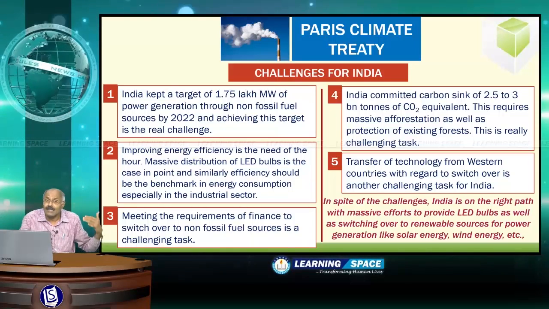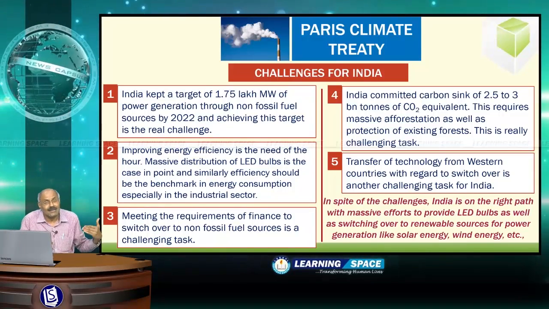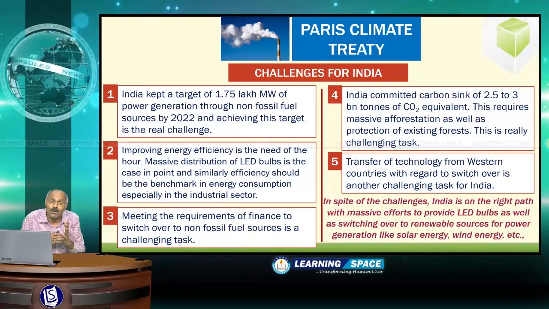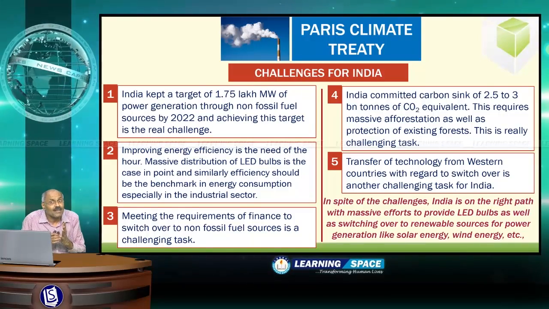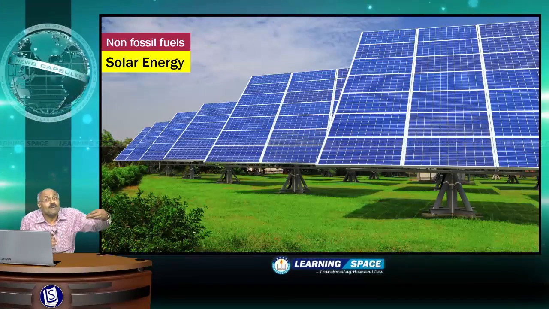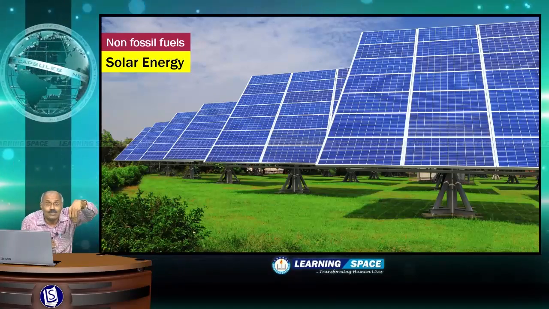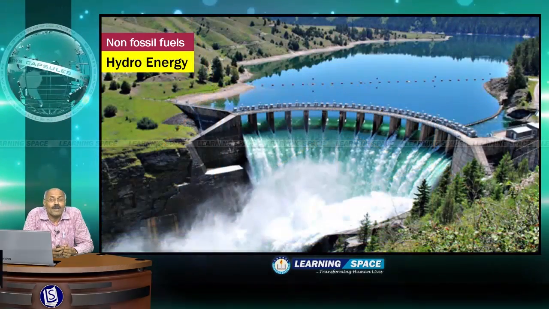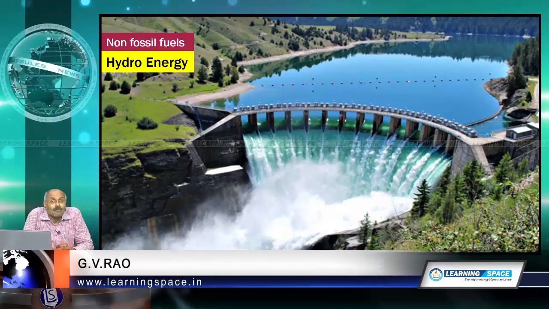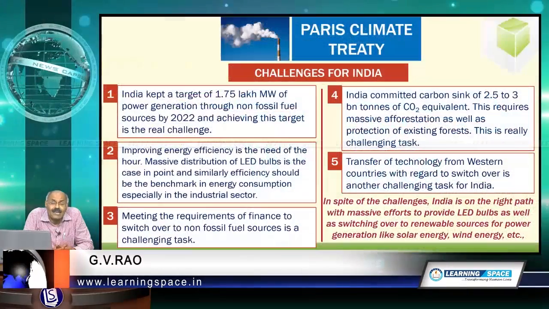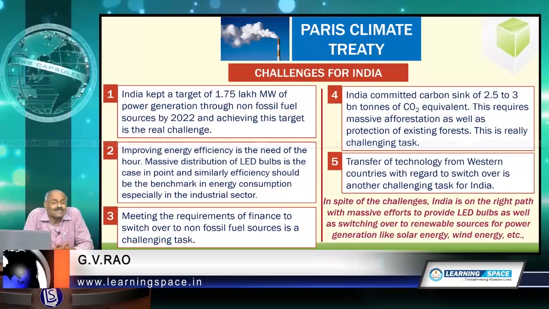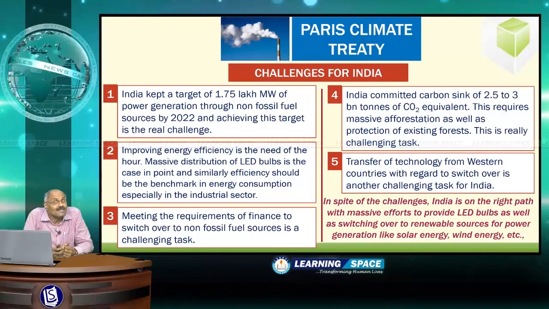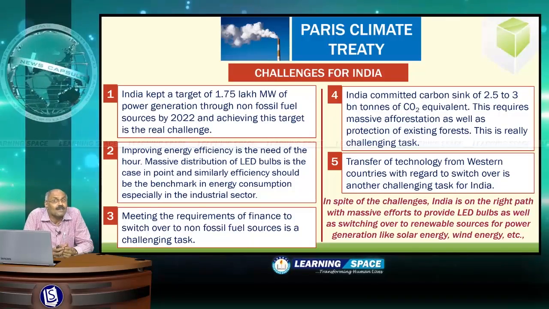Because in recent times, India has made massive efforts to switch over to LED bulbs. That is one important point. Second one is India is giving more emphasis to renewable sources of energy like solar energy, wind energy. So let us give best wishes to the world for implementing this climate treaty. But the biggest question mark is, in spite of implementing all these things, will the global temperatures be contained within 2 degrees centigrade or not by the year 2100?